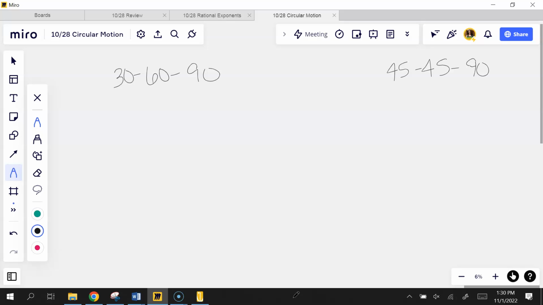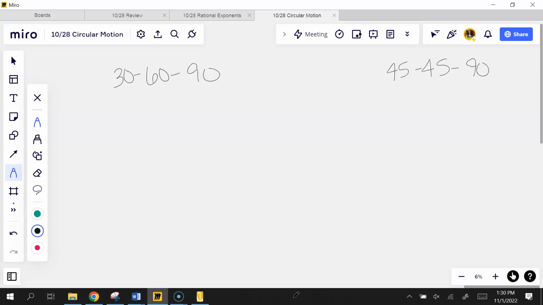Okay. These are what we call special right triangles, and they're special because they come up all the time, and there's a pattern to the legs, okay? So with these special triangles, if you're only given one side, you can find all 3 sides, whereas with the Pythagorean theorem, you have to have 2 to find the third, right? Special rights, as long as you have one, you can find the other 2, okay?